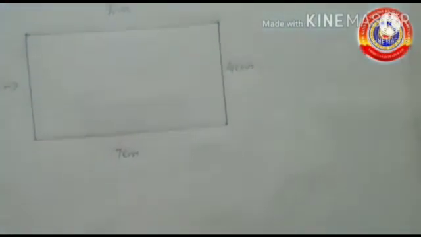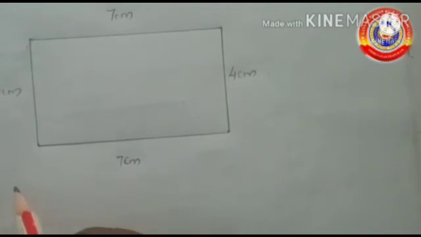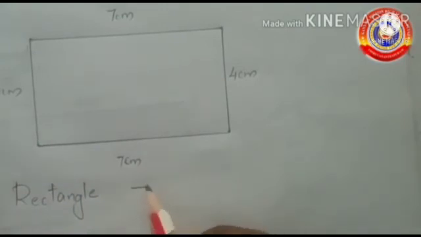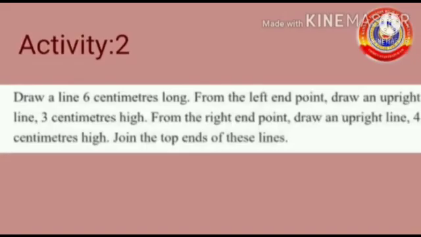We know that in a rectangle, its opposite sides are equal. We get a rectangle. Its length equals 7 cm and its breadth equals 4 cm. Let's go to another activity.